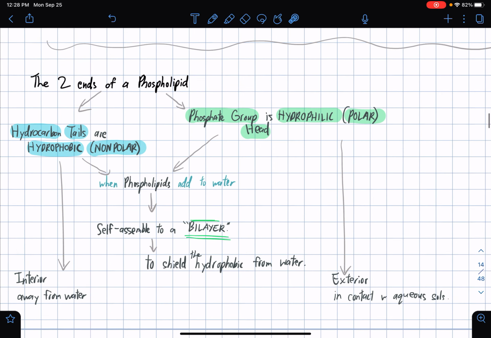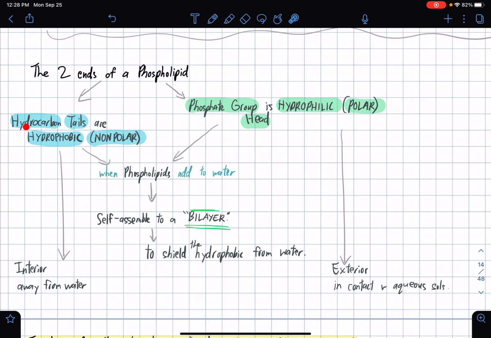So, for the two ends of a phospholipid, hydrocarbon tails are hydrophobic, or in other words, non-polar. They're associated with each other. You always have to remember that. Hydrophobic is non-polar. Hydrophilic is polar.